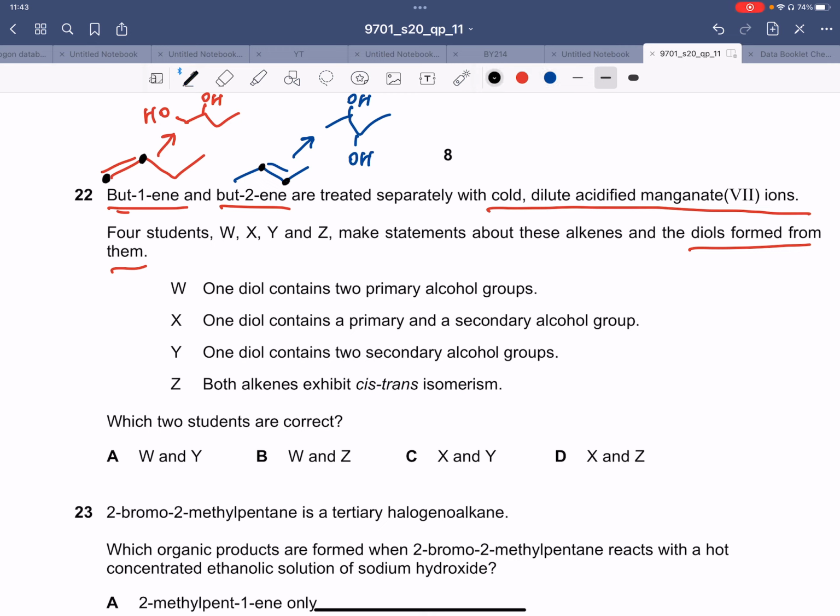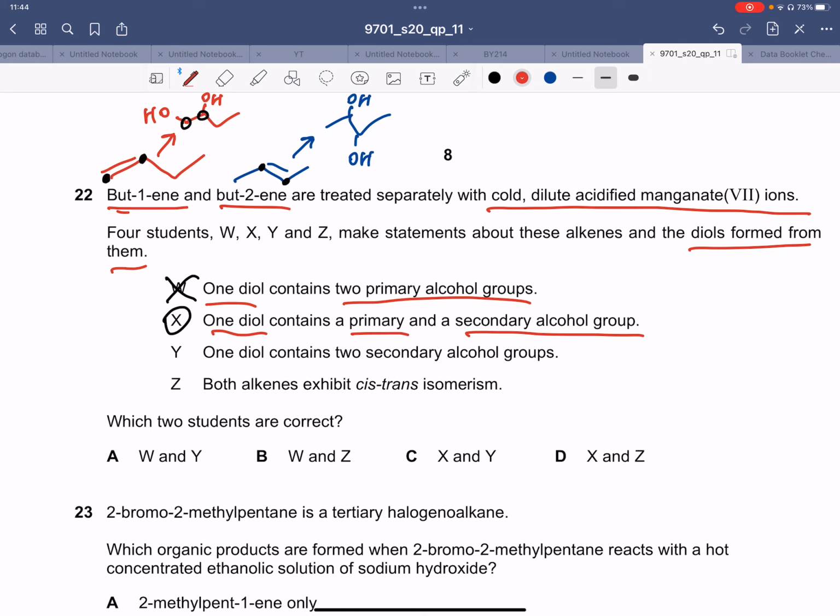Okay, so let's see what they want. Student W says there is one diol that contains two primary alcohol groups. Well, a primary alcohol is an alcohol that has one carbon group attached to it. In this case, there is only one primary alcohol, and that is this one right here. The other ones are all secondary, so student W is incorrect. Moving on. Student X says that one diol contains a primary and a secondary alcohol group. Well, butene, when it transforms into a vicinal diol, it does do that. There's a primary alcohol right here and a secondary alcohol right there. So student X is correct.